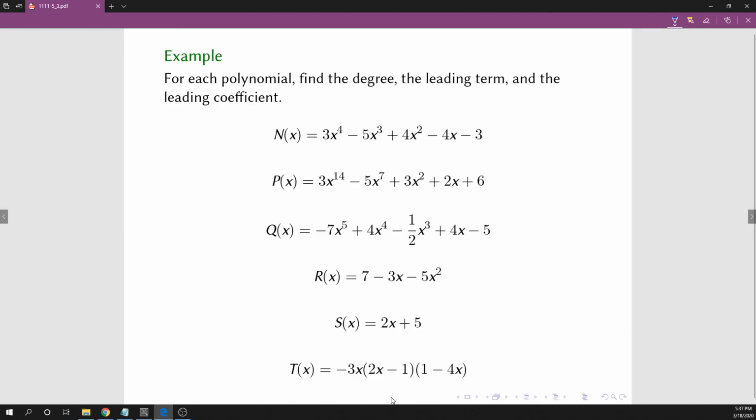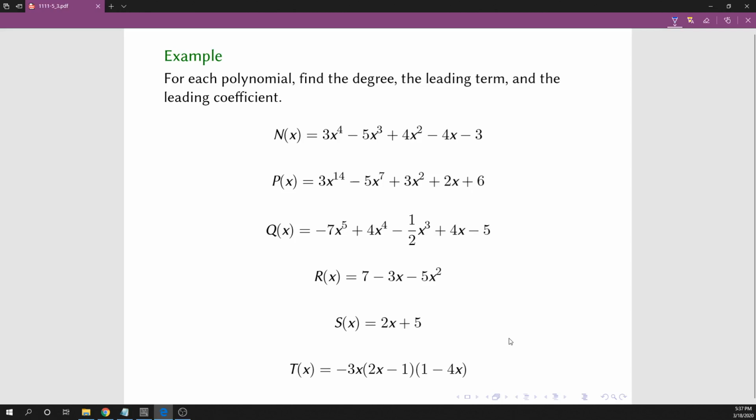Now, this last example is a little bit tricky because it is not written in the standard form. It is written in the factored form. So that is a little bit complicated as to figuring out what the degree and the leading term and all that stuff is, right? So technically, the long way to do that is to completely multiply all this out. And it takes a little while to do that. That's fine. You could do it that way.